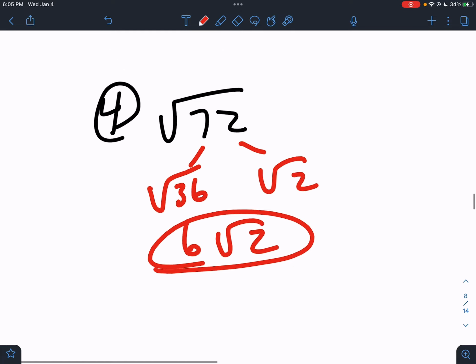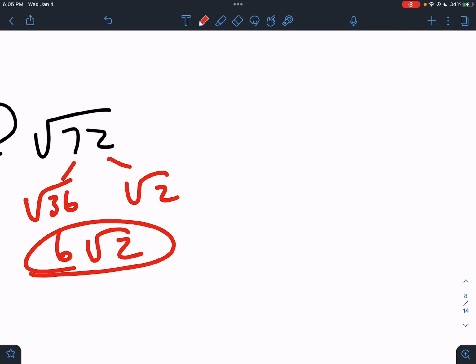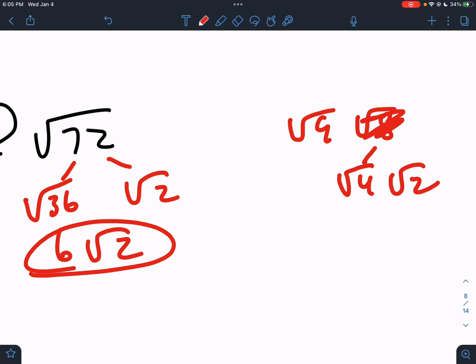So you could have, I'll do one more way. You could have done the square root of 9 times the square root of 8, which is not done because the square root of 8 is root 4 times root 2. You are not done until you've pulled out every possible perfect square. So like here I was done because there's no more perfect squares that go into 2. But here I was not done because 8 has a perfect square factor.